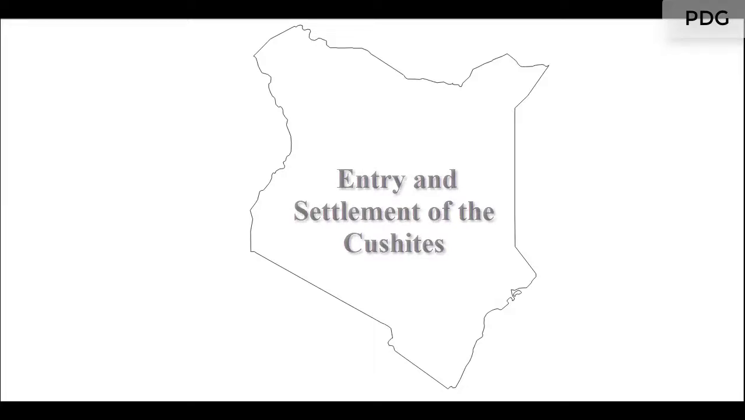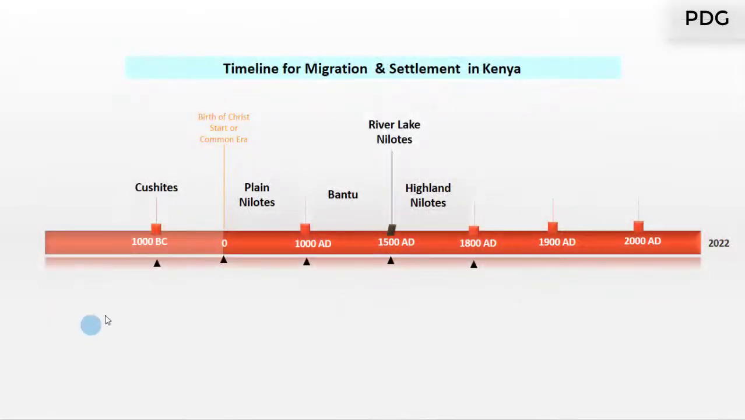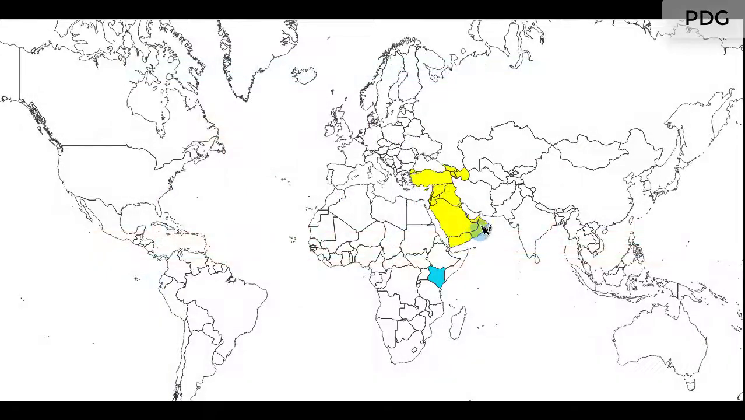Entry and settlement of the Kushites. Migration into Kenya and East Africa begins by the Kushites at around 1000 BC, that is 1000 years before the birth of Christ. The Kushites are a branch of Caucasoid race, which include the Western Asians, Arabs, and Europeans. The Kushites in Kenya are believed to have originated from Arabia. Finally, they settled in the northeastern Kenya.